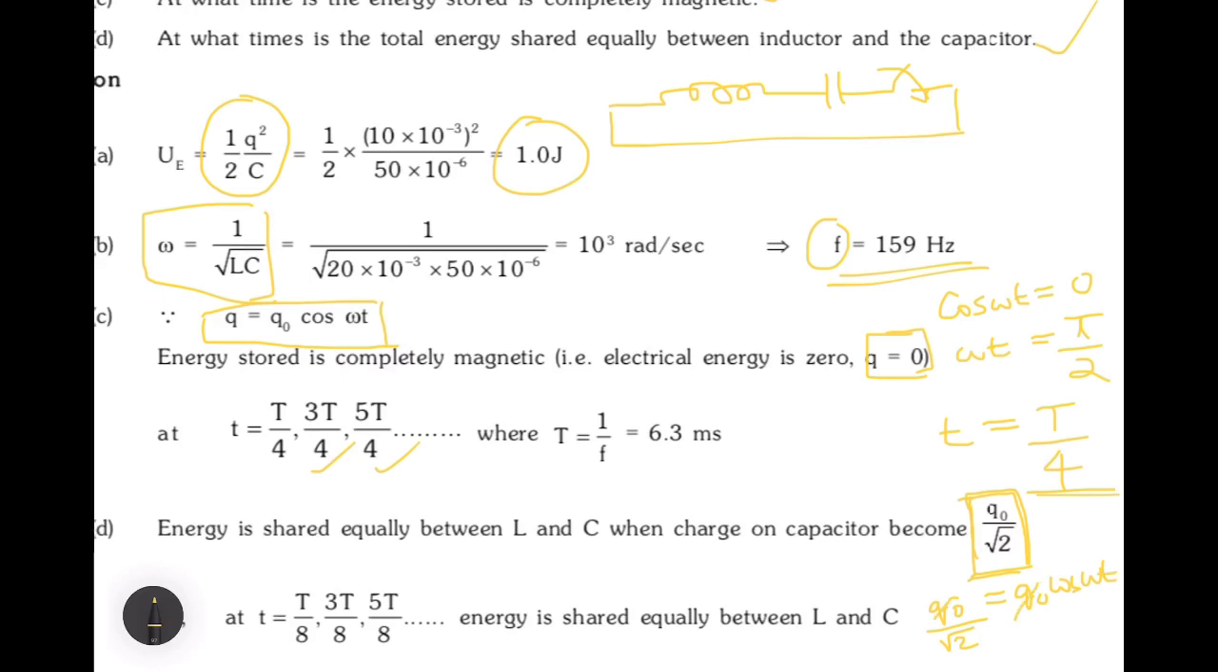How? Q0 will get cancelled, and when will cos omega t become 1 by root 2? It happens when omega t equals pi by 4, from which you can calculate t. Initially you get T by 8, followed by 3T by 8 and 5T by 8, you get the times at which the energy is shared equally. Okay.